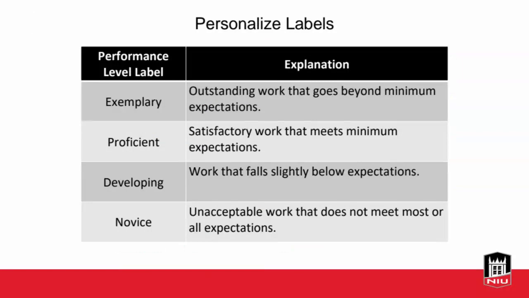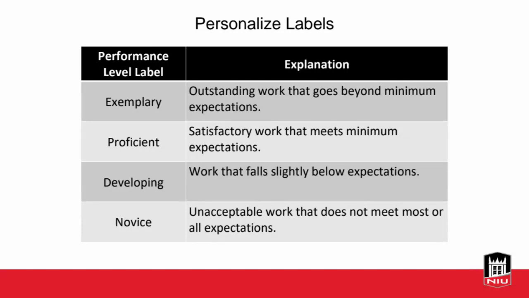So as I mentioned before, you can personalize your labels as long as you explain what they mean. So here's an example of an explanation using a table. You could also just write these out in sentence format. You don't necessarily have to include this information with every rubric. You could just include it somewhere on Blackboard or in your syllabus grading section, particularly, like I mentioned before, if you're using the same performance level labels for all of your rubrics.